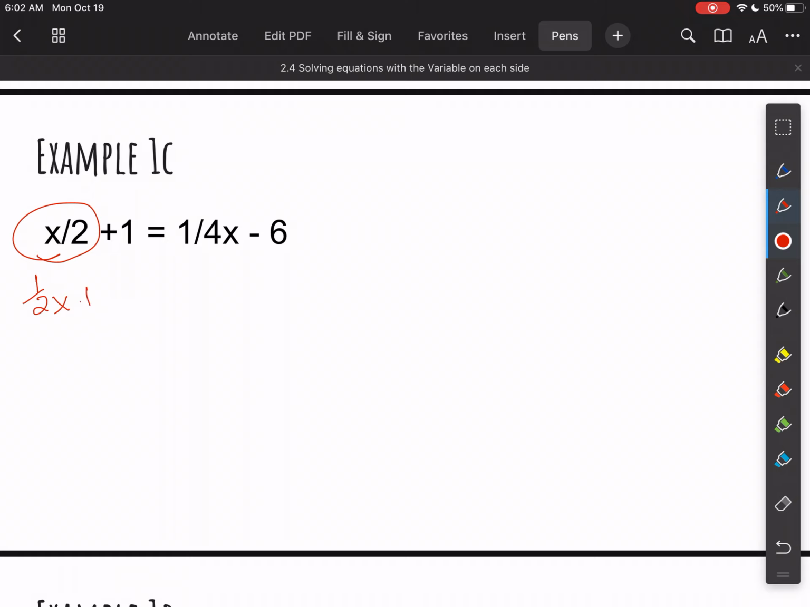They mean the same thing. Okay, so I want to get you used to that. So we have this kind of setup going on. All right, so we still want to get the x's to one side here, right?